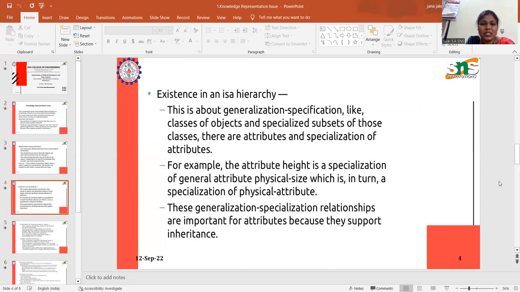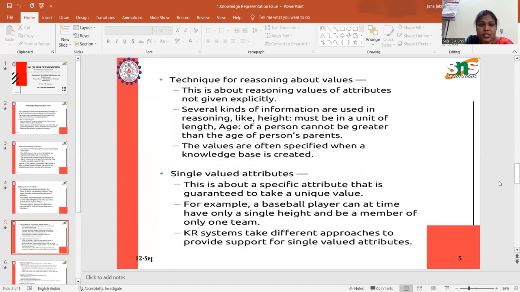The next is existence in an ISA hierarchy. This is about generalization and specialization, like classes of objects and specialized subsets of those classes. There are attributes and specializations of attributes. For example, the attribute height is a specialization of the general attribute physical size, which is in turn a specialization of physical attribute. These generalization and specialization relationships are important for attributes because they support inheritance.